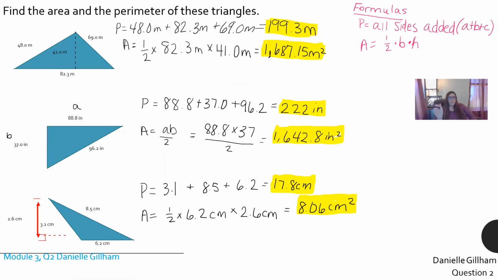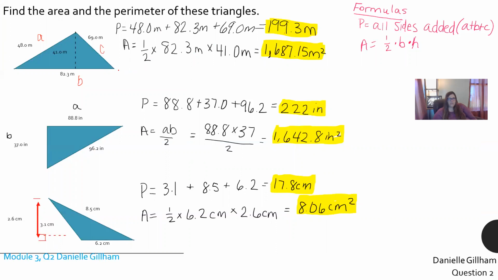All right, so we have to find the area and the perimeter of these triangles. Right up here on the top right, I have the formulas. For all of these triangles, perimeter equals sides A, B, and C added, and area equals half times base times height. So if we look at the top triangle, our perimeter is going to be side A, which is 48 meters, and then 82.3 is side B, and then 69 meters is side C. So we're going to add all these up and we get 199.3 meters, and that is our perimeter.